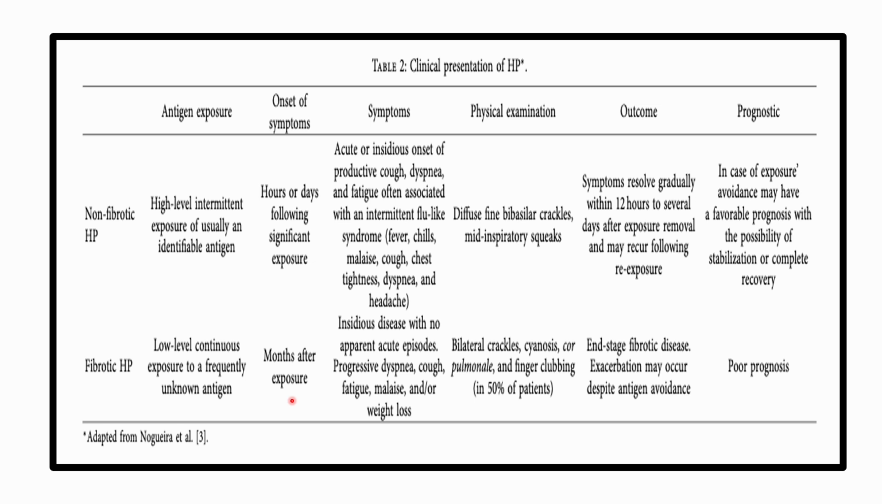Months after exposure, the patient has symptoms. It's insidious. It may have no acute episodes also. Bilateral crackles with signs of cyanosis, cor pulmonale, and clubbing if it's a chronic type 1 respiratory failure, and end-stage fibrotic disease. So that one has a poorer prognosis.